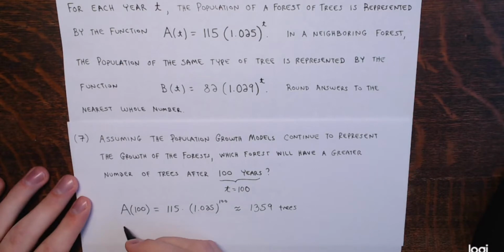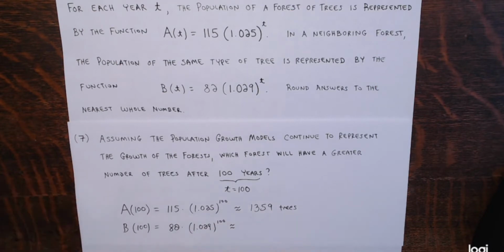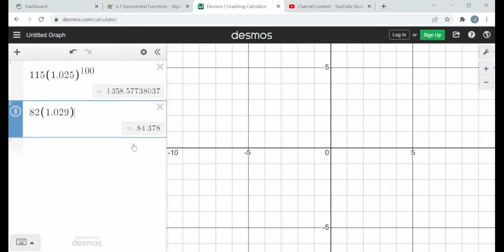And then Forest B, if the same model for Forest B continued to model the growth rate, would be 82 times 1.029 to the 100th power. And we'll see what that is. So back to my calculator, just right underneath it, new slot, 82 times 1.029 raised to the 100th power. And rounding that to the nearest whole number is 1,430 trees.